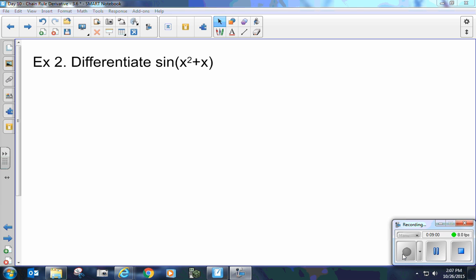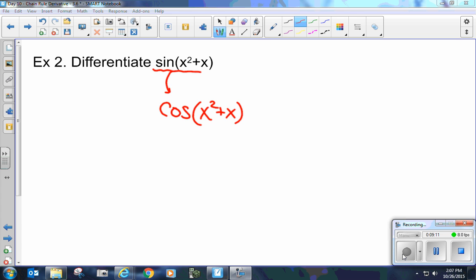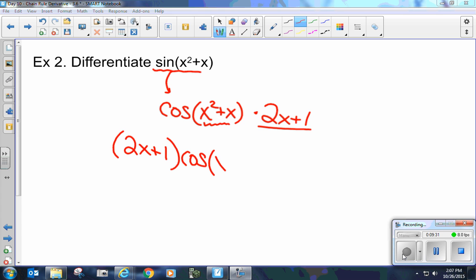All right, so we're going to differentiate this. So first off, what's the derivative of sine? That would be cosine of x squared plus x times what? Times 2x plus 1. Because the derivative of this is 2x plus 1. And when I write it all out, my trig normally comes second if I have a constant or variable. So I write 2x plus 1 times the cosine of x squared plus x. And there you go. It's not that crazy.